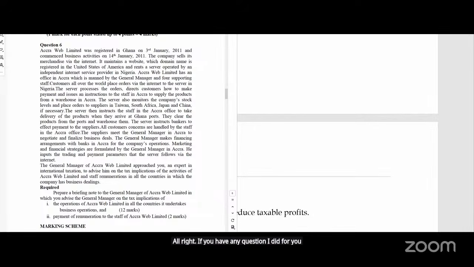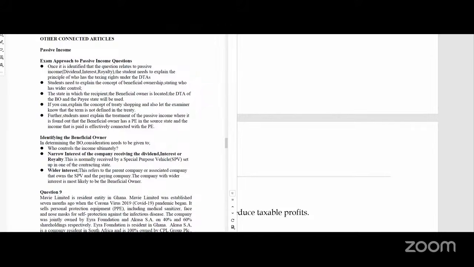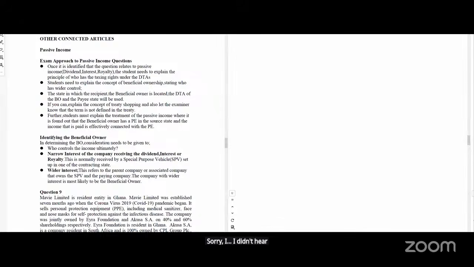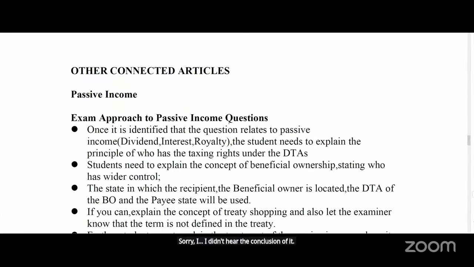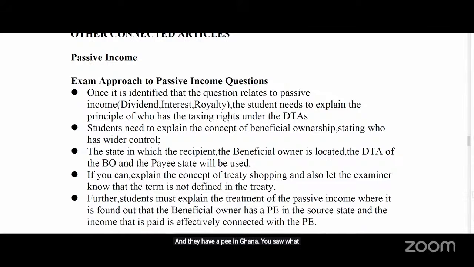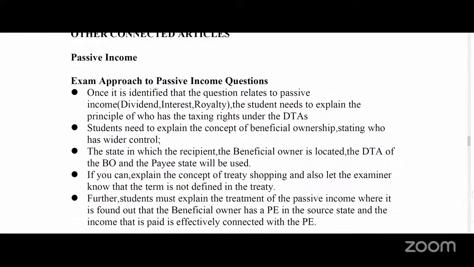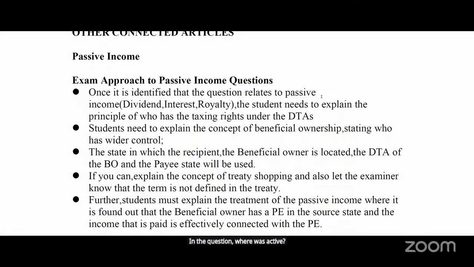If not, we go to this particular question. Then they have a PE in Ghana. You saw what was happening. Where were most of the activities taking place? Was it Nigeria? It was Ghana. In the question, it was in Ghana, so they have a PE in Ghana.